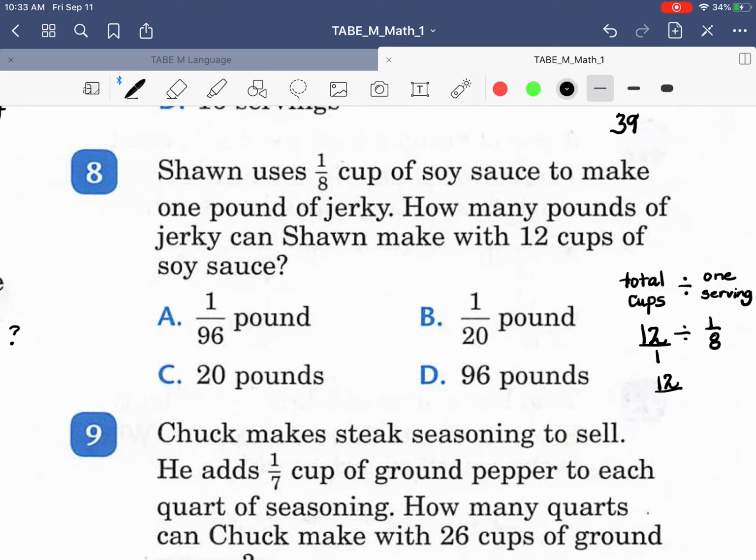So 12 over 1 times 8 over 1. And if you need to pause the video and work out that multiplication, that's fine. It's going to be 96 over 1, or 96 pounds. That's a lot of beef jerky. 96 pounds of beef jerky with 12 cups of soy sauce. So he's mass producing this stuff. Answer to number 8 is D.